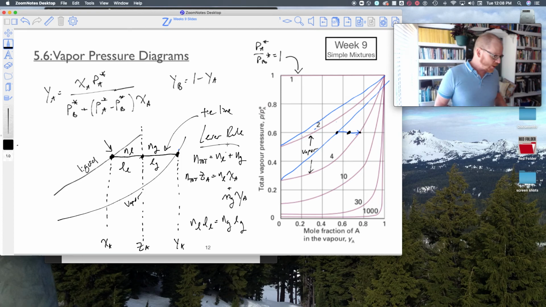Okay, so that's all I'm really going to say about that on these vapor pressure diagrams. So be able to interpret these diagrams, understand the liquid line is going to make just a straight line from one vapor pressure to the other, and the vapor lines are going to be the ones that are curved underneath. Okay?